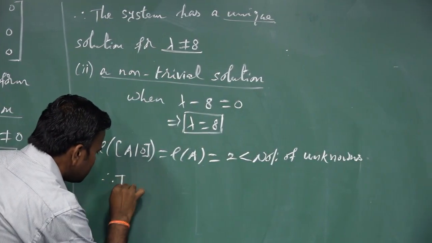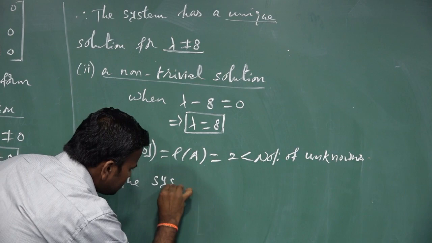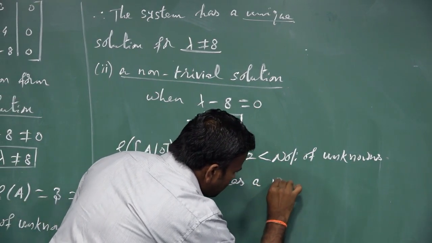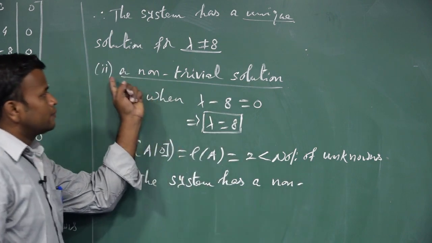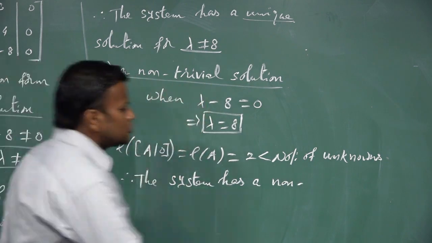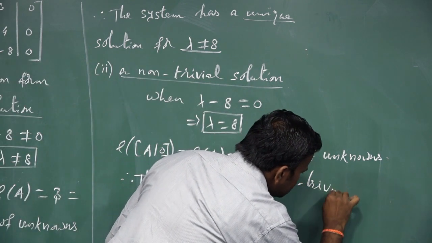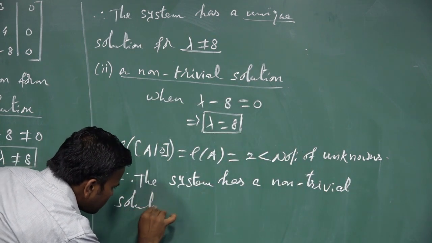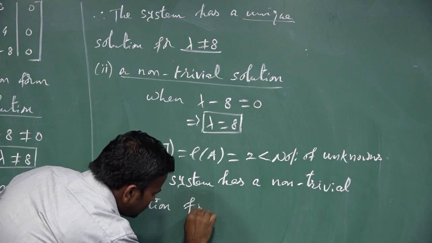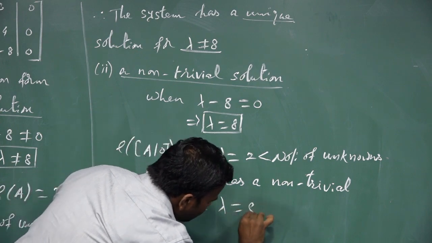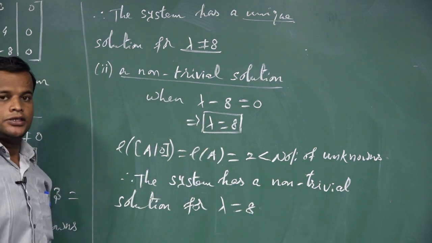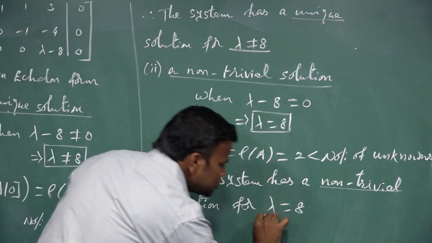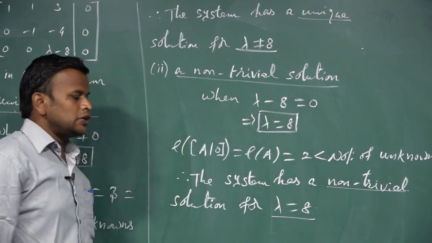Therefore, the system has a non-trivial solution. Put a heading: the system has a non-trivial solution for the value of lambda equal to 8. You underline it. Non-trivial is possible only when the value of lambda is equal to 8.